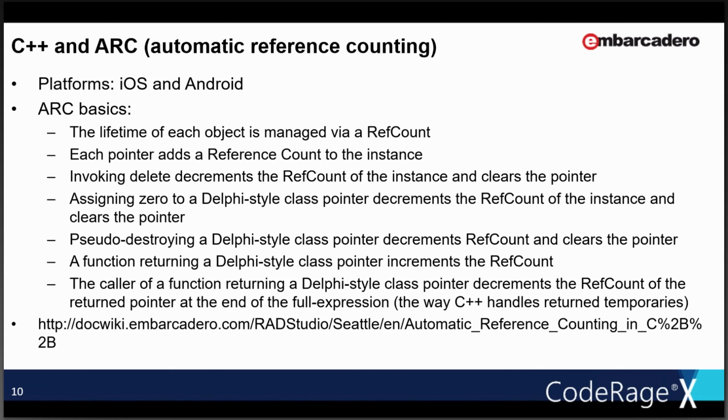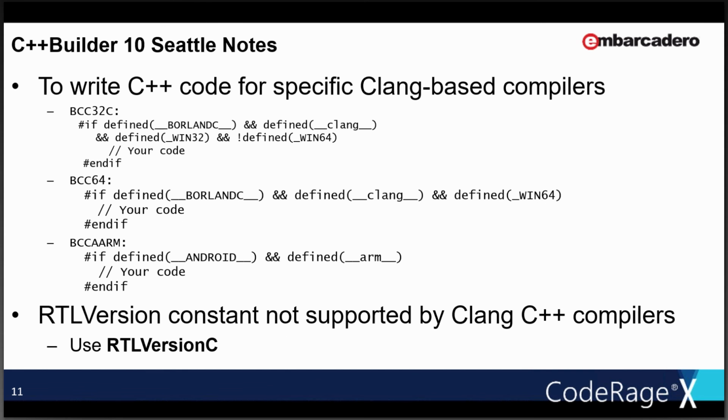So I just put in a couple of notes. This is right out of the doc wiki. Some people ask, how do I write specific code for specific compilers and specific platforms? You can find all of this information in the doc wiki. There are some defines available for you to use: the Borland C compiler, the Clang enhanced compilers, and the platform or processor, so Android and ARM, for example. If you want specific ifdef code inside your source code for moving back and forth between platforms, I could have added other ones as well, like iOS and OS X. All of those defines are there so that you can have your version-specific and platform-specific code.